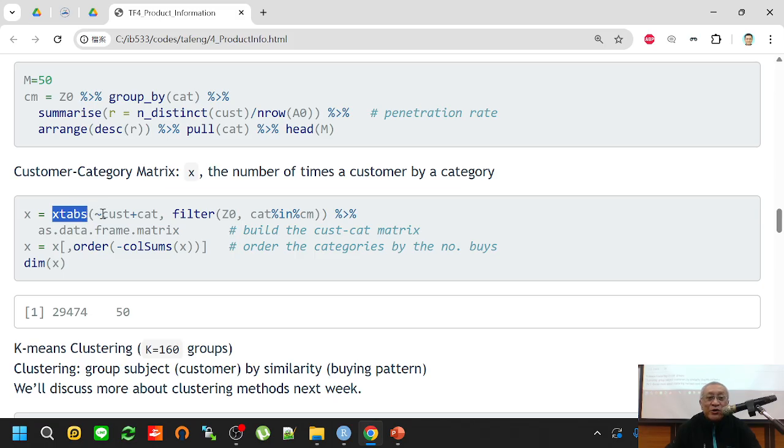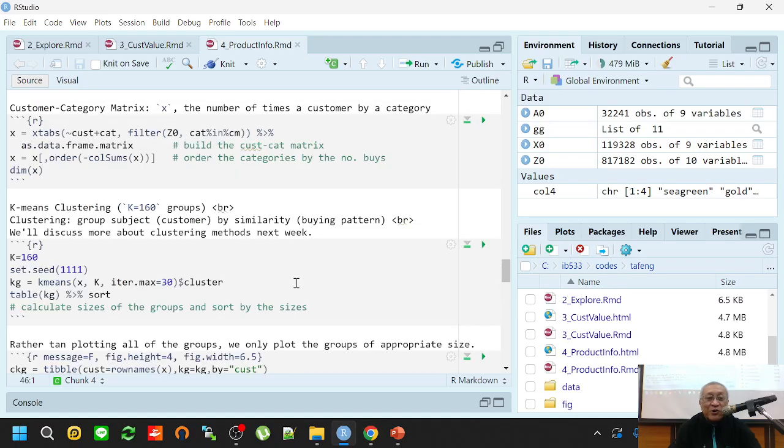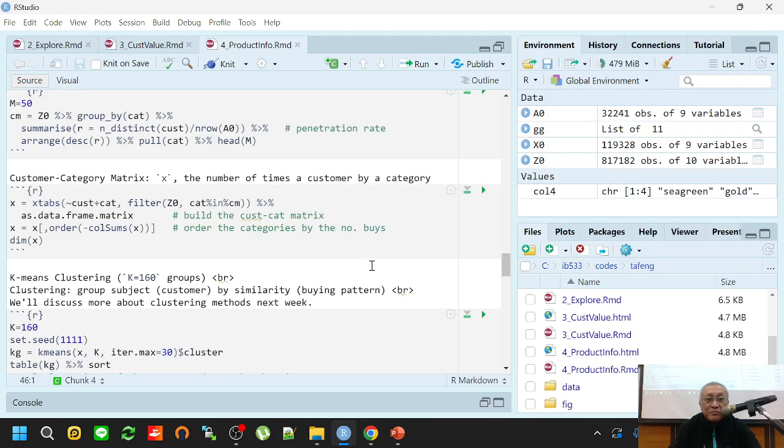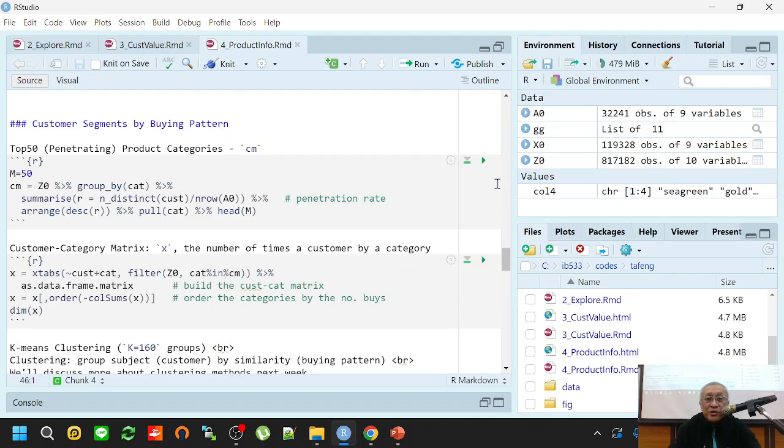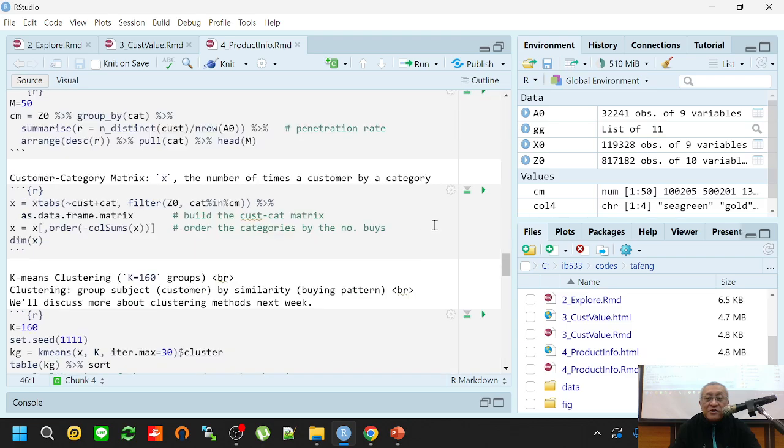So this time I'm doing customer and category, and in front of the tilde there's nothing, right? When you have nothing here, it only does the count. It doesn't do the sum. It simply counts the number of times that the customer buys this category. So let me take a look at X, so we will have a better idea of what it is. Need to do this first, and then I can do this.